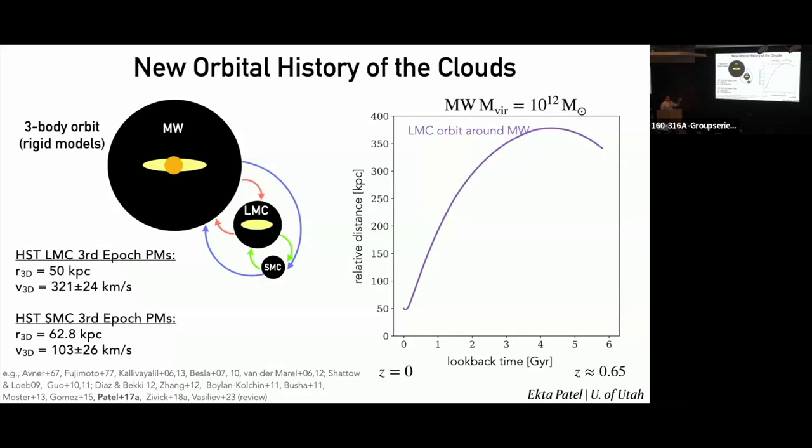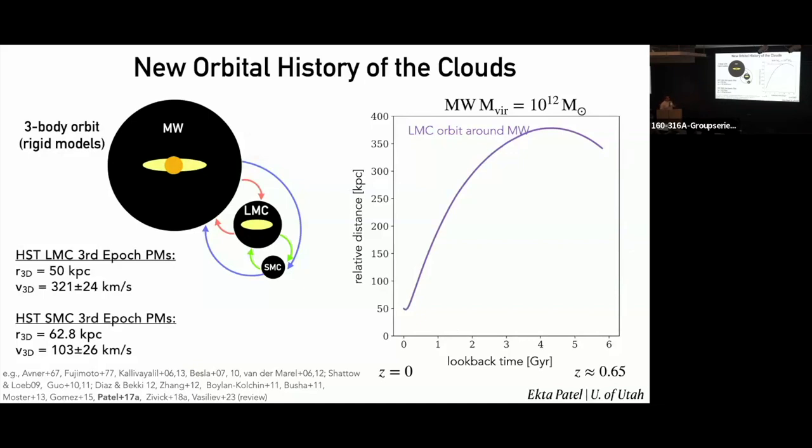And then there's also an SMC, which again is also an extended mass distribution. So if you build an orbital setup where you model the gravitational potentials of all these galaxies, and we use this very precise 6D phase space information that Nitya and others have gathered, mostly using HST, we can integrate equations of motion and figure out what is the most likely orbital history for the clouds within the uncertainty of this measured 6D phase space. So of course, this requires assumptions.